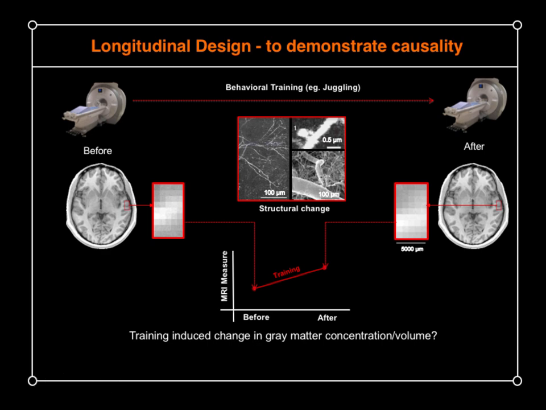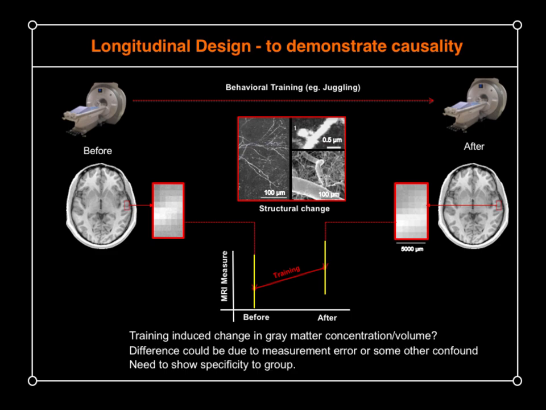The problem here is measurement error, right? So this entire thing could be due to some confound or some scanner measurement error and so on and so forth. So what you really need here is a control, right?